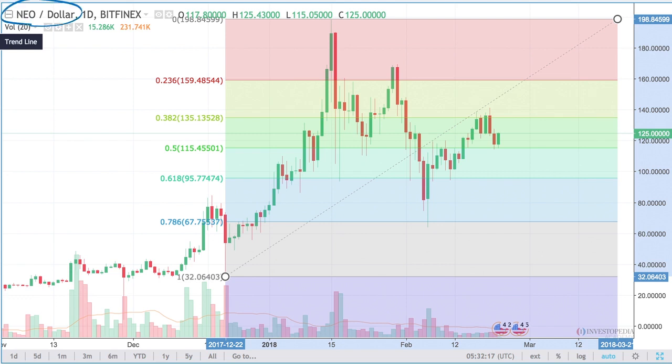So this is a chart of NEO versus the dollar. Again, it's a one-day candlestick. This is kind of the 30,000-foot view. If you want to zero in closer, you choose a 4-hour or maybe a 15-minute time frame, but I like to take the long view. And this is on the Bitfinex exchange. Now, this was the swing low here at NEO, and I paired it with the swing high here at about $198.